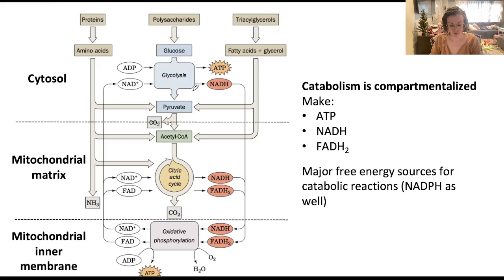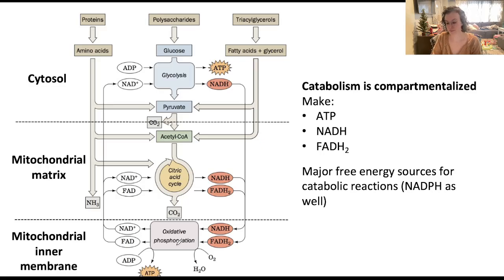In the cytosol, we're going to learn about the process of glycolysis. In the mitochondrial matrix, we'll discuss the citric acid cycle. And in the inner mitochondrial membrane, we will discuss electron transport and oxidative phosphorylation. Catabolism, we will see, makes high-energy compounds such as ATP, NADH, and FADH2. These are the major free energy sources for catabolic reactions.